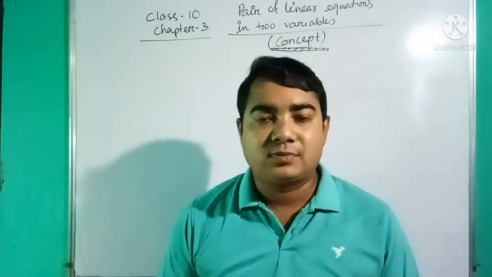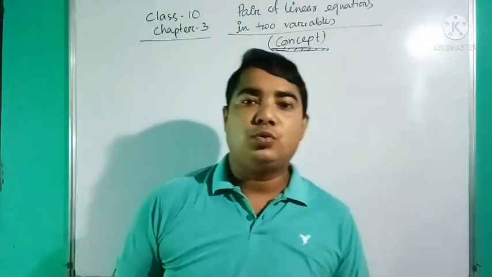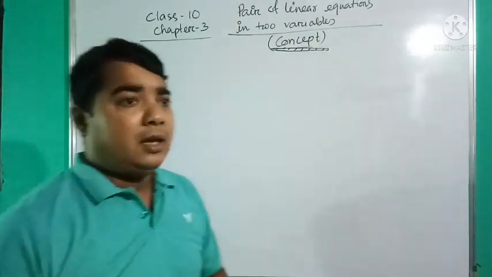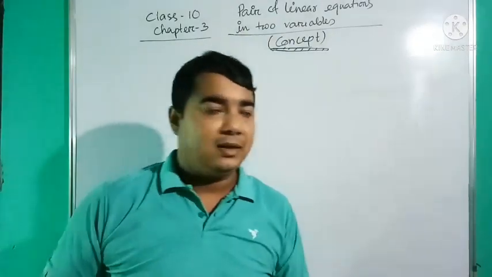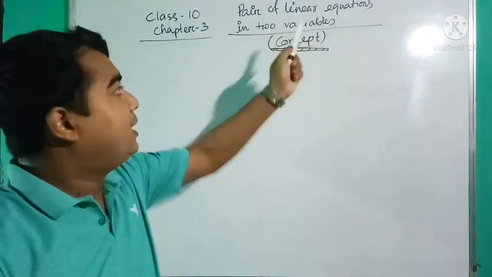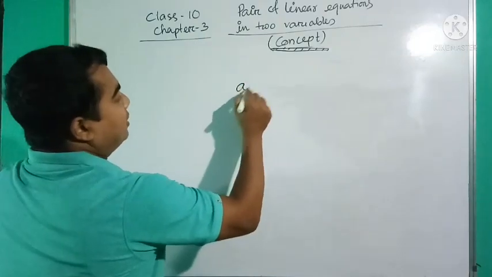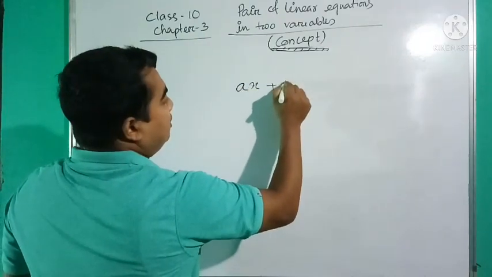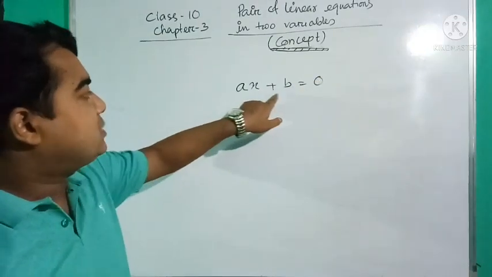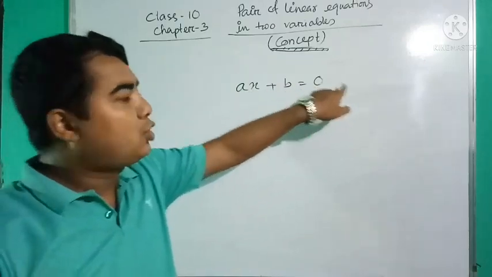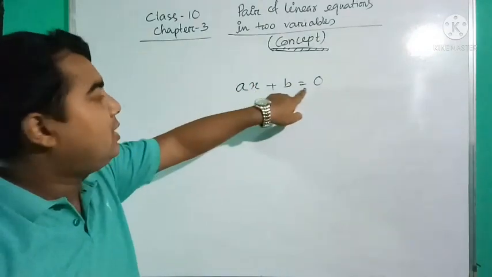Please watch the video. Then let's continue with this topic, pair of linear equations in two variables. Before starting this topic, you should know the meaning of pair of linear equations in two variables. Linear equation in two variables. Linear equation means an equation whose variable's highest power is 1, like ax plus b equals 0. See, in the equation ax plus b equals 0, a and b are constants and x is a variable. That is called a linear equation in one variable.